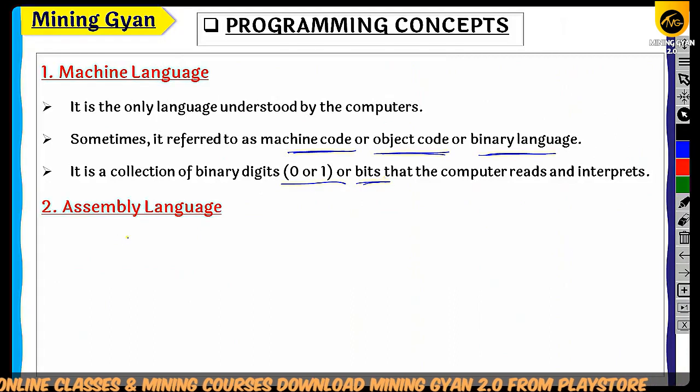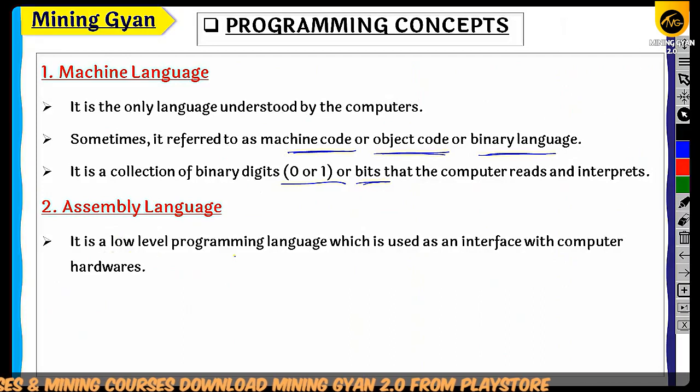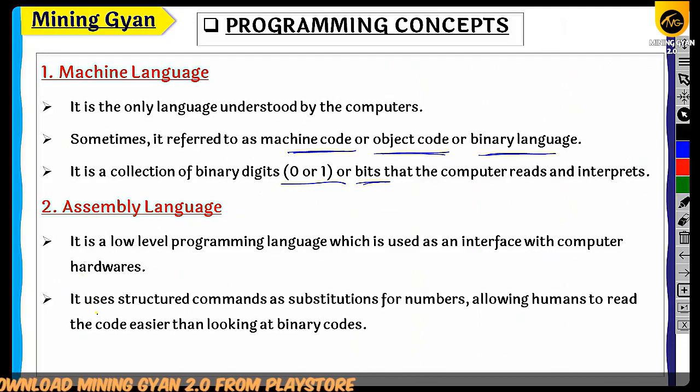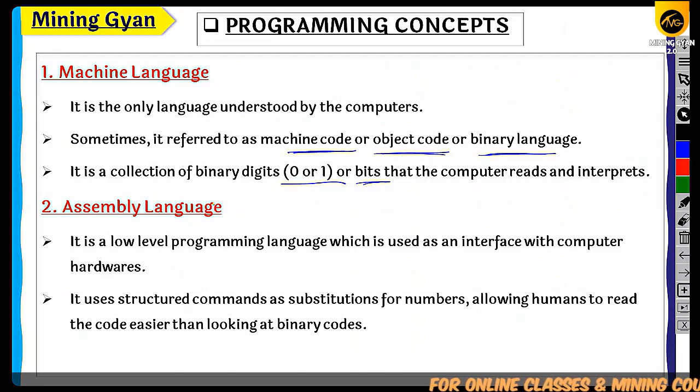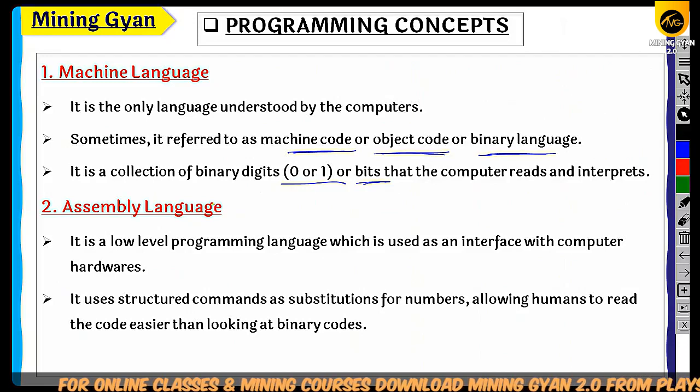Now the second is the assembly language. Basically it is a low level programming language which is used as an interface with computer hardware. It uses structured commands as substitutions for numbers, allowing humans to read the code more easily than looking at binary codes. So assembly language is easier than machine level language, but still hard for the programmer. To understand the coding, assembly language is easier than machine language.